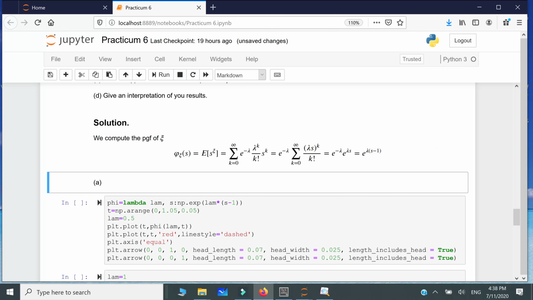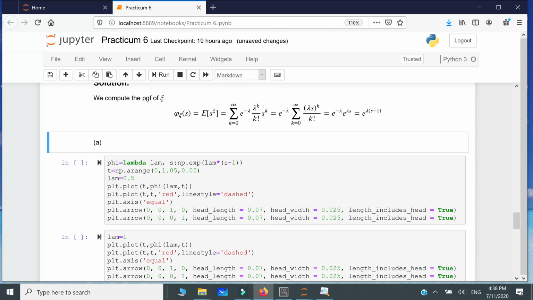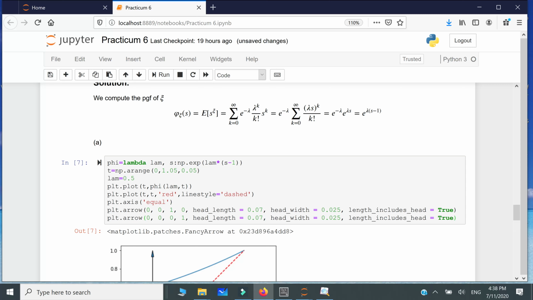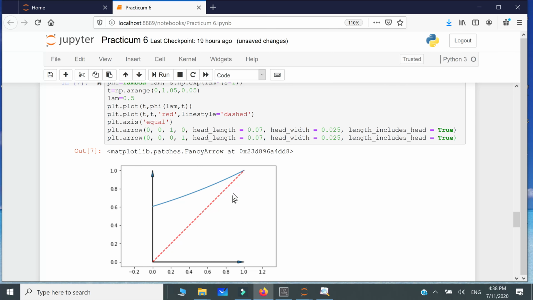Now, first thing to do is we want to draw the graph of phi for different values of lambda. Okay, so let us start first with lambda equals 0.5. We introduce a function of two variables now, lambda and s, because we can change lambda. We call it phi. So we overwrite actually the previous phi. You can call it anything you like. And then we plot phi of lambda, t for this value of lambda against t, and we plot the first bisector as usual. And these two lines are just for the coordinate axes. So shift enter, and we get precisely this situation here.